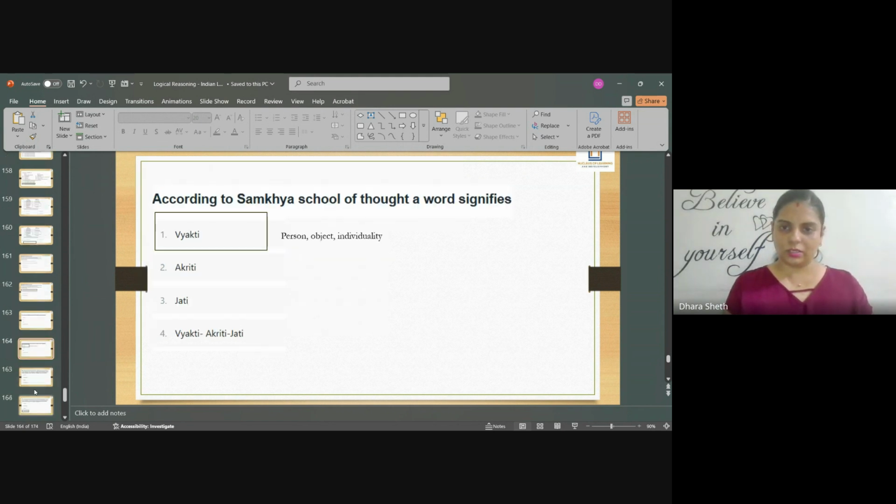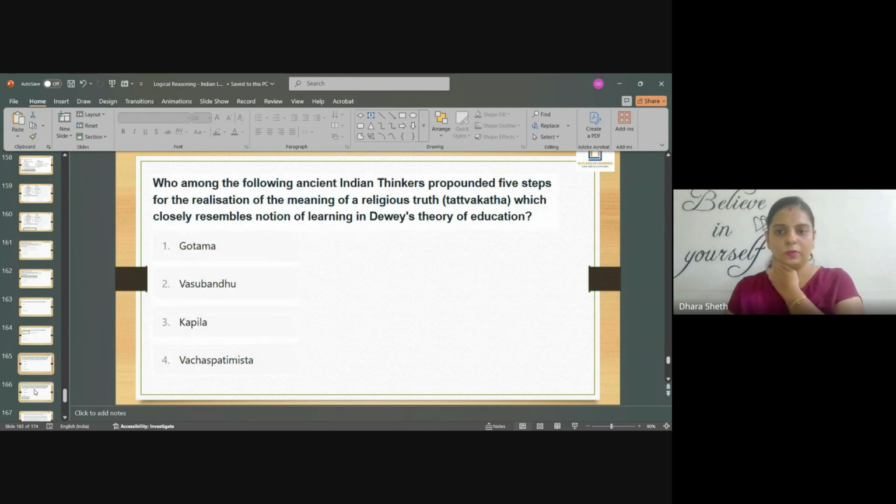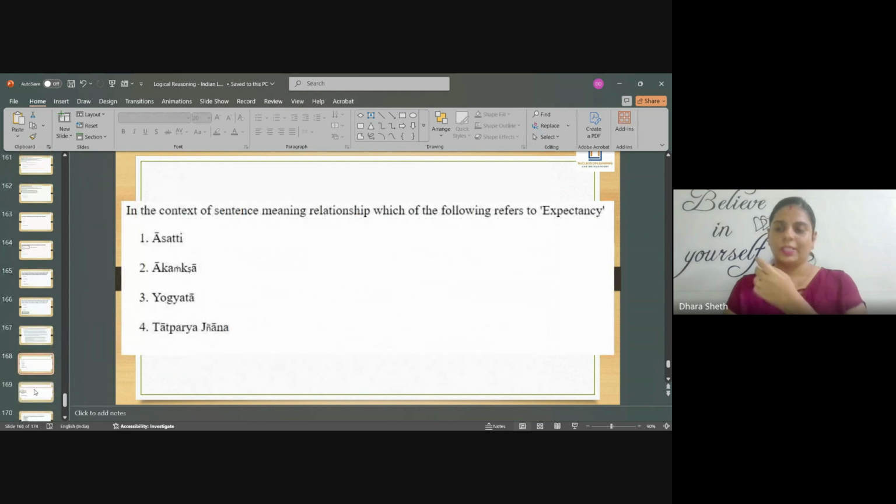This is the question that I already told you. According to Sankhya school, a word signifies vyakti, person, object, or individuality. What is expectancy out of this? In this question, in the Hindi version below also, expectancy was written differently. They didn't write akanksha. Asakti, akanksha, yogyata, tatparyajnan. Now we know expectancy means akanksha, the desire for something. So the answer is akanksha. Do not depend on the Hindi version.